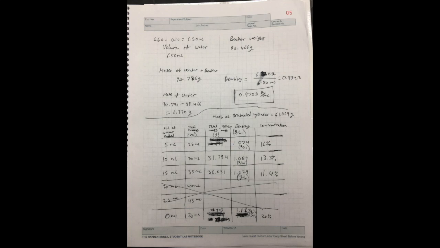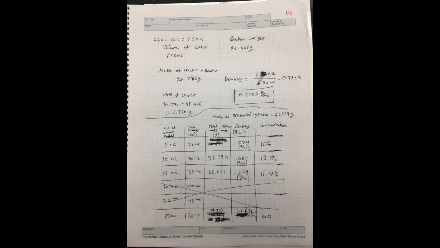The beaker weighed 88.466 grams. The mass of the water plus the beaker weighed 94.786 grams. We subtracted the mass of the beaker from the mass of the beaker and the water. We came out with 6.320 grams, which gives us the mass of the water. We divided 6.320 grams by the volume of the water, which was 6.50 milliliters, and we got almost 1, which is the density of water.